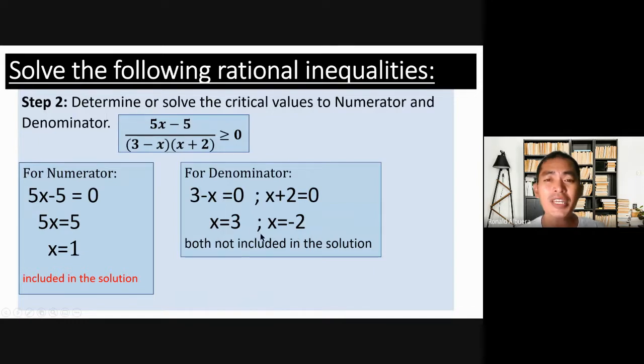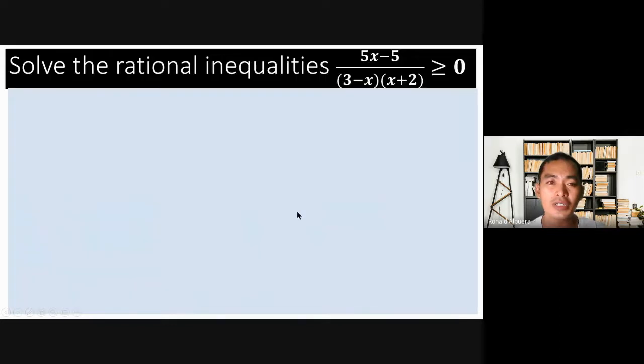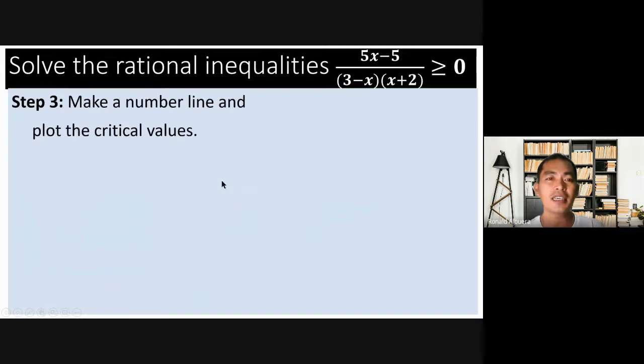Hindi pareho ito part of the solution kasi nasa denominator siya. Pag nasa denominator, always not included in the solution. Okay, your next step is to make a number line and plot all the critical values.